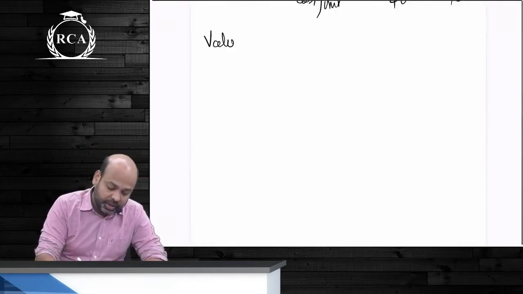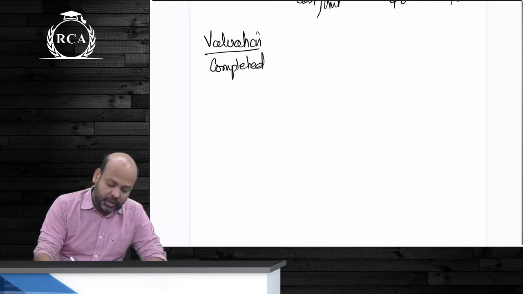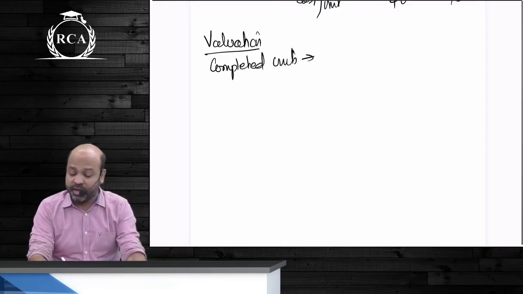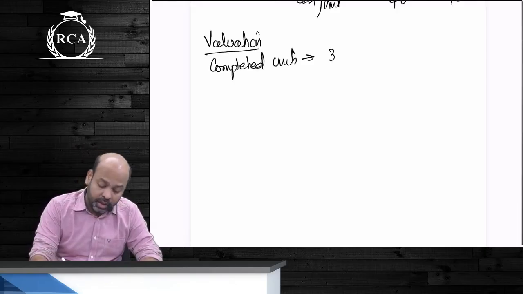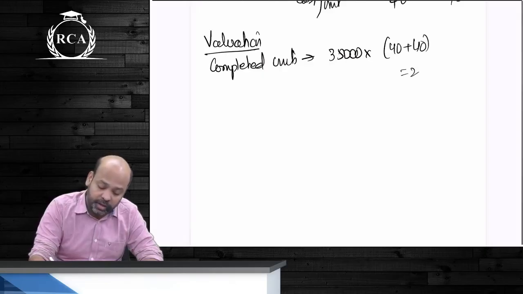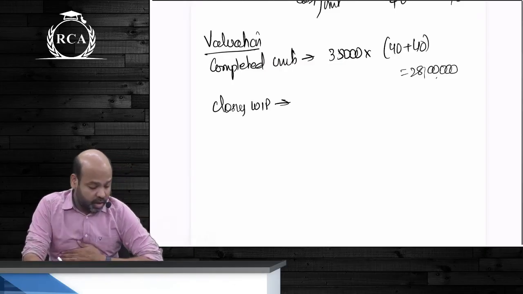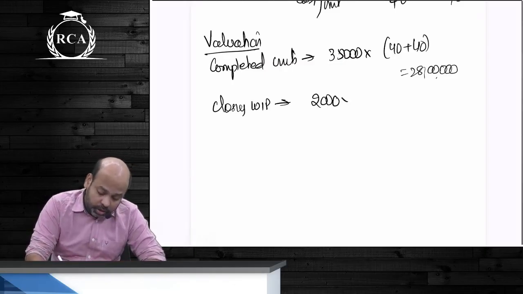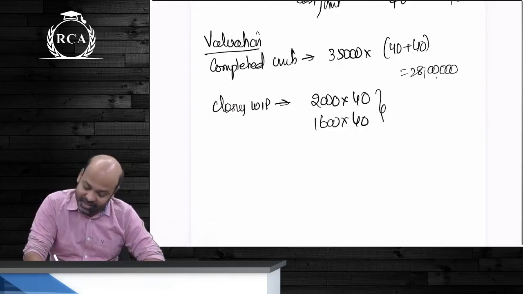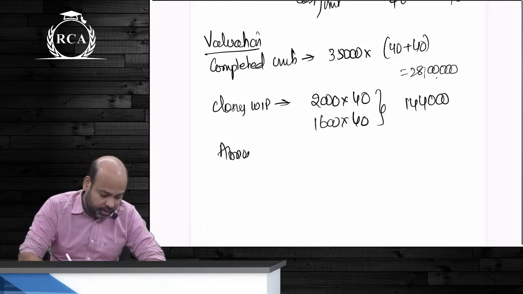Of completed units, beta, you're directly going to multiply the total number of units. 35,000 units multiplied by 40 plus 40, guys, 80 rupees. So that will be 28 lakhs. What's the valuation of, guys, closing work in progress? How many units? 2,000 into 40 for material, guys. For labor and overhead, 1,600 into 40. How much is that? 1,44,000. How much for abnormal loss, beta?